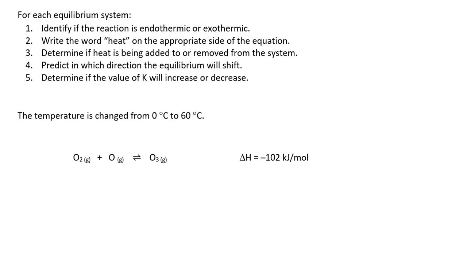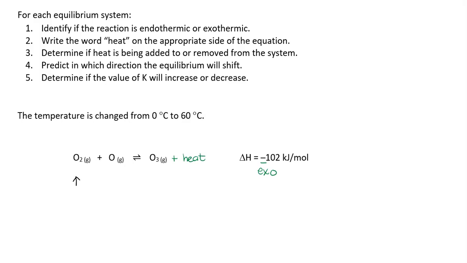And in our last example, we'll go through the same logic. We identify that we have a negative delta H, and that tells us that we have an exothermic reaction. An exothermic reaction releases heat, and so we write the word heat on the product side. We identify what is happening with the heat. Is it being added or removed?